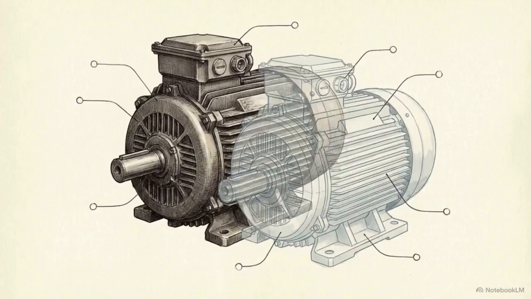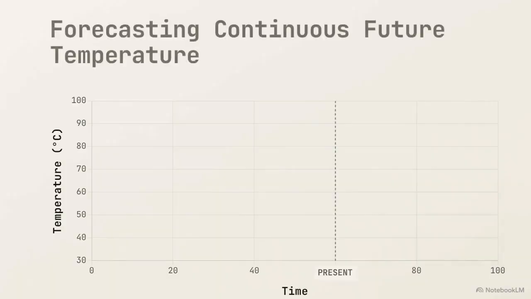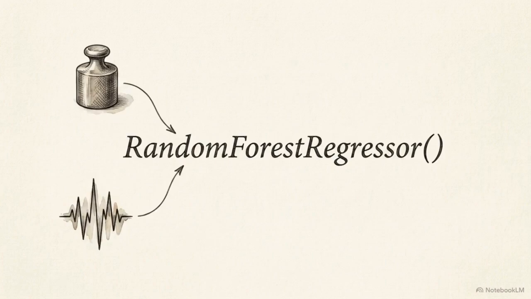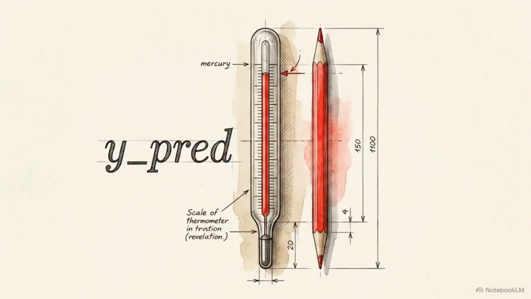Classification is excellent for assessing the current state of the motor. To predict where the motor is heading, we need a different approach. That approach is regression analysis. Instead of outputting a category label, a regression model forecasts specific, continuous numerical values. Here, we train a random forest regressor. We feed it our current load and vibration data so it can calculate the exact temperature the motor will reach over the next few minutes.